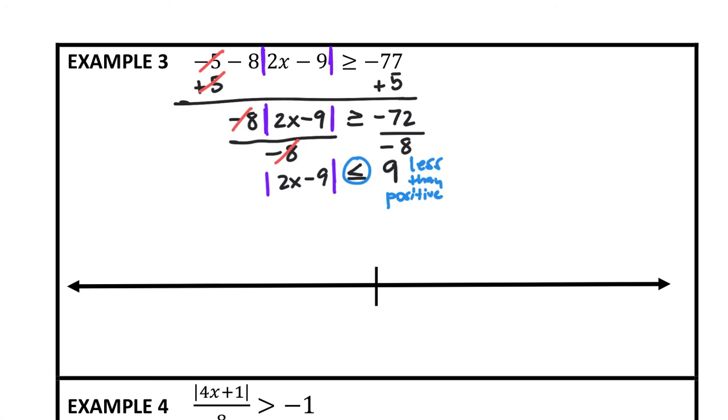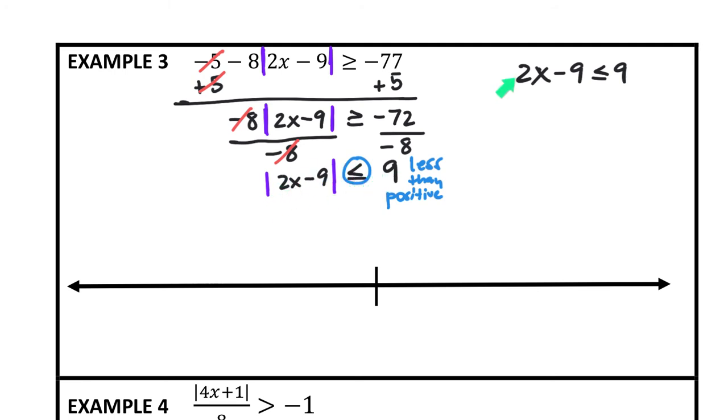So then this is just like example 2. What we did in example 2, we copied the equation 2x minus 9, without the absolute values, is less than or equal to 9. I just copied this equation from over here without the absolute values.